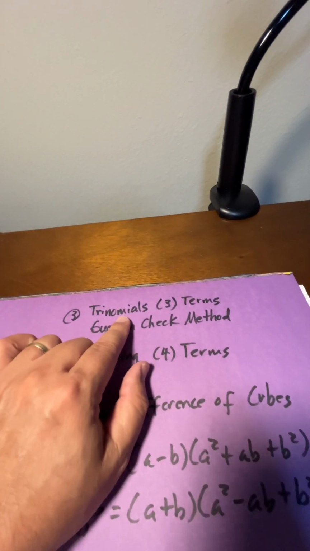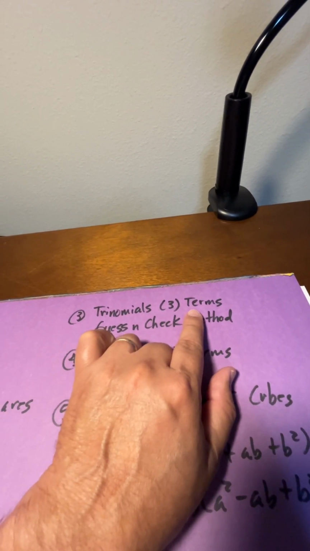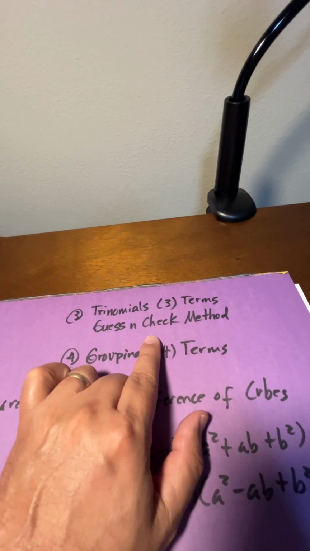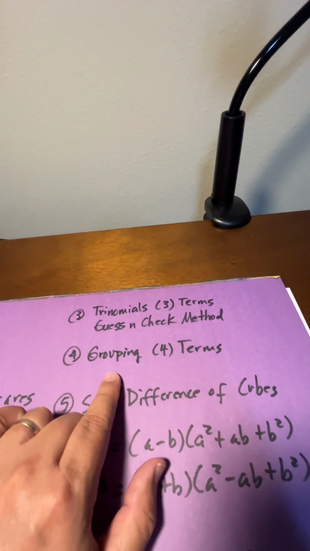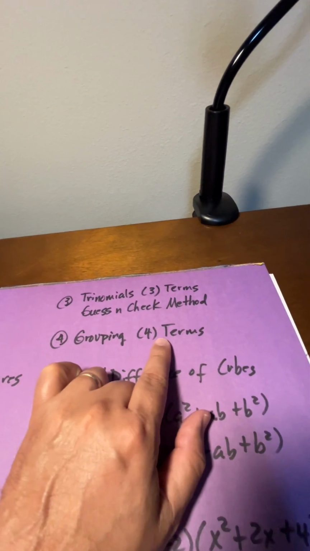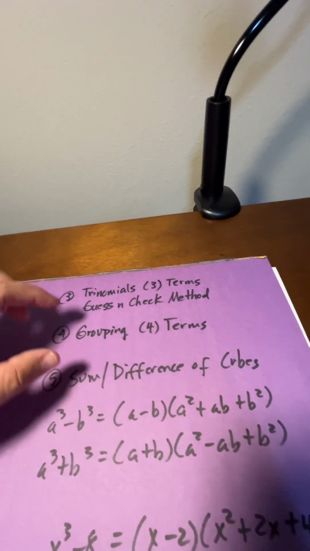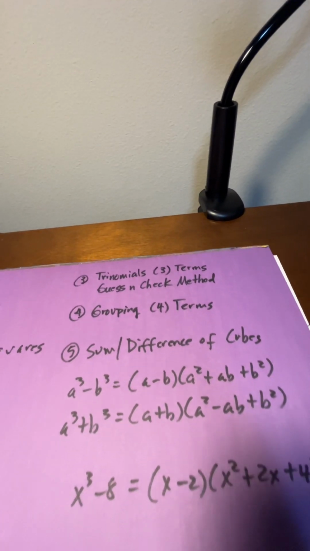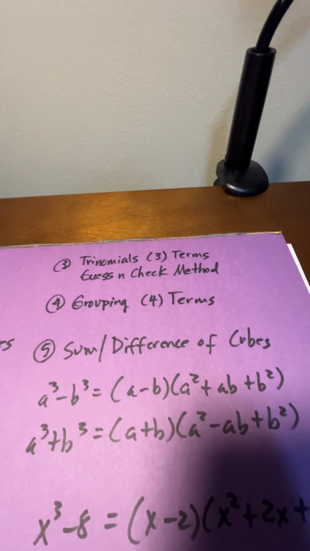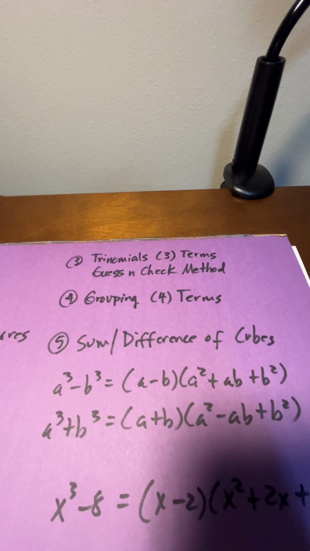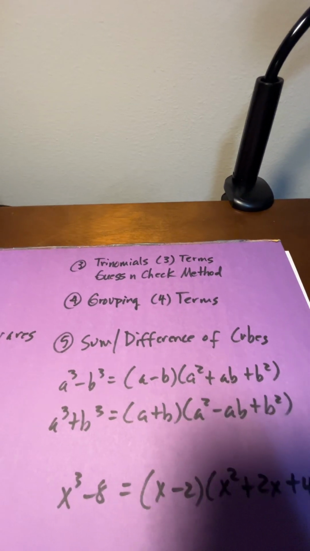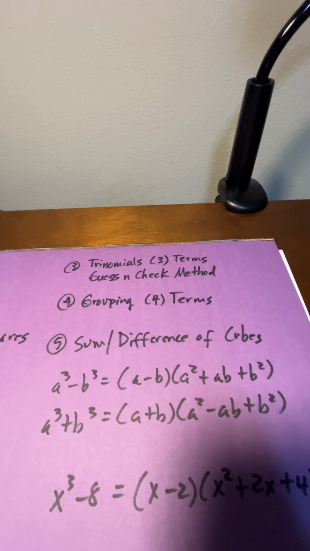Next method is dealing with trinomials, that is polynomials that have three terms, and you use the guess and check method. Fourth method is grouping, and you do that when something has four terms. I have examples of this on my site, but you could also look those up just on YouTube in general for some examples of how to do those.